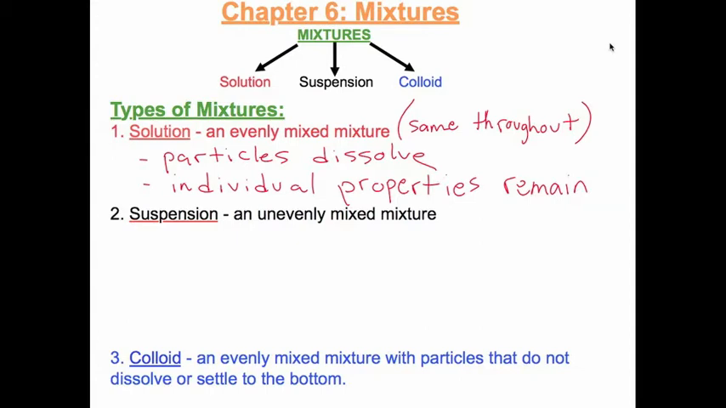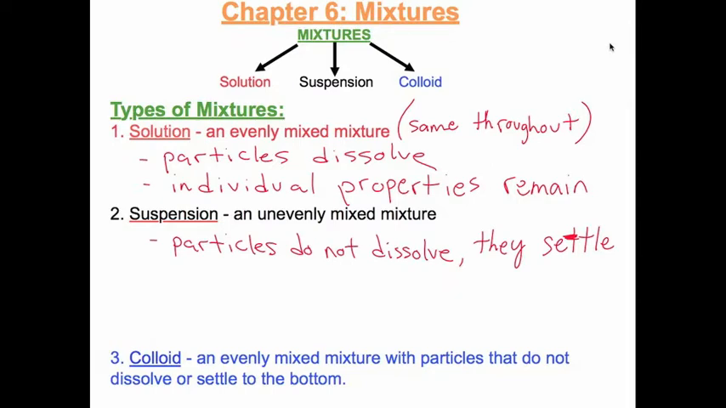In a suspension, we have an unevenly mixed mixture. It is not the same throughout. You take a sample from the top, the middle, or the bottom, you might get different substances. The particles do not dissolve. They settle. They either settle to the bottom or they will float to the top. However, just like a solution, the individual properties do remain.